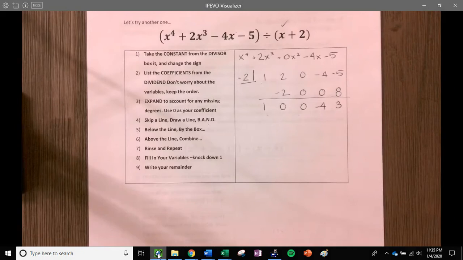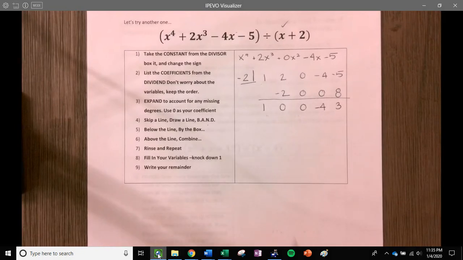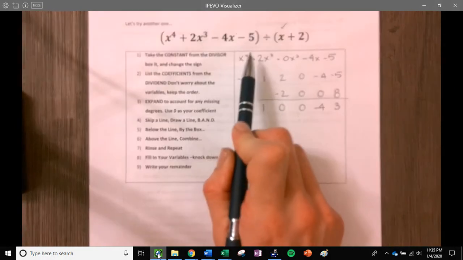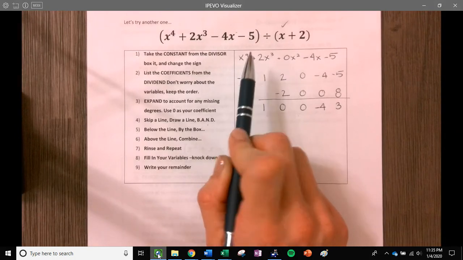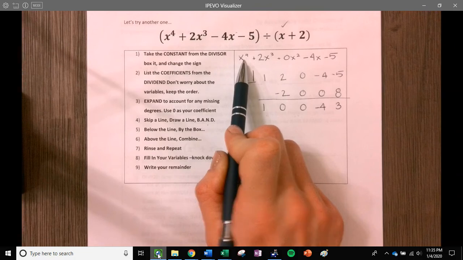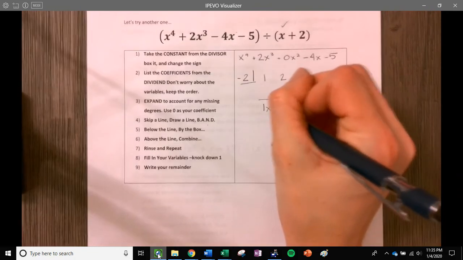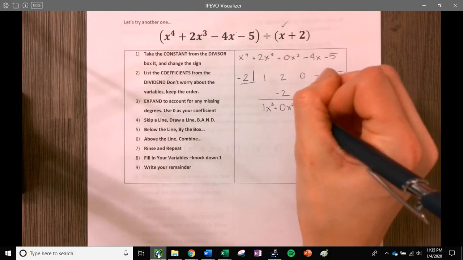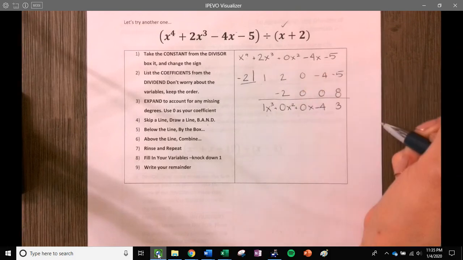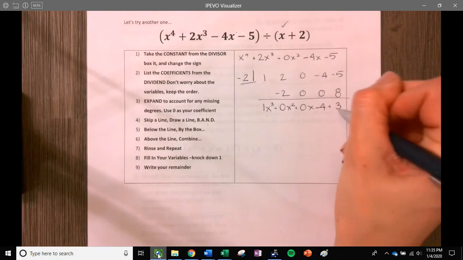Now I need to fill in my variables. I go to that leading term with the 4th degree. I got to bump it down by 1 degree to give me x cubed. And that's what I fill in for my first variable. X squared, x, and then my remainder over x plus 2.